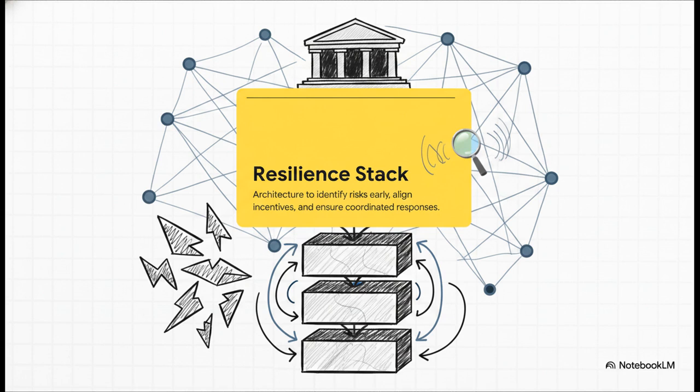The key here is that it's a unified system. You really can't just have one layer operating on its own. Without all three acting in concert, the entire building is vulnerable to collapse the second the markets face a shock.